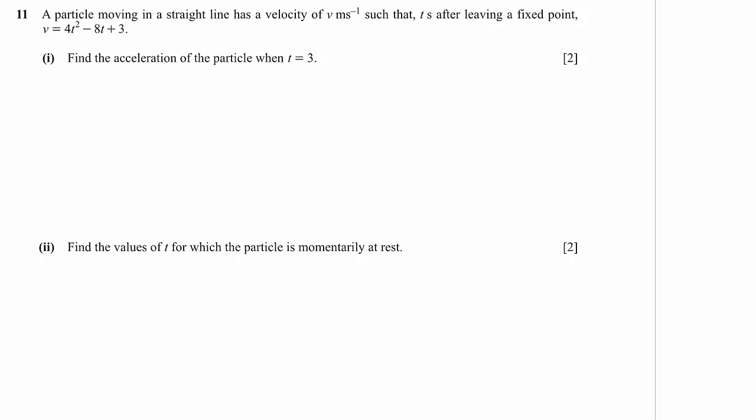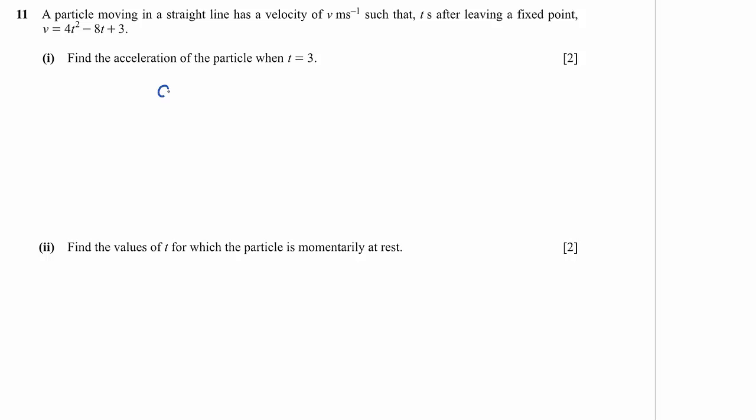A particle is moving in a straight line and has a velocity of v meters per second such that t seconds after leaving a fixed point, v is equal to 4t squared minus 8t plus 3. Find the acceleration when t is 3.